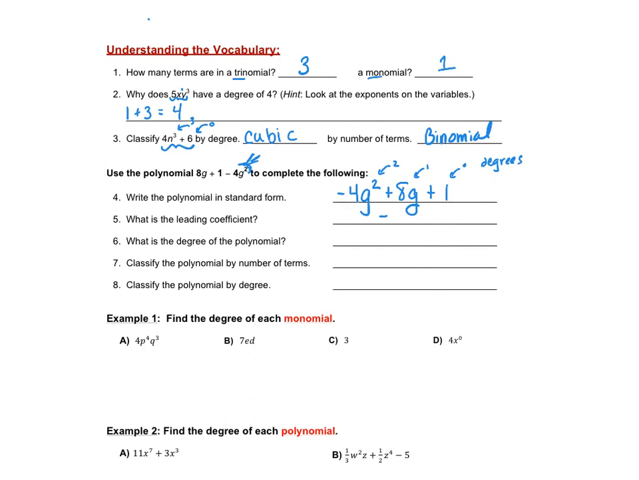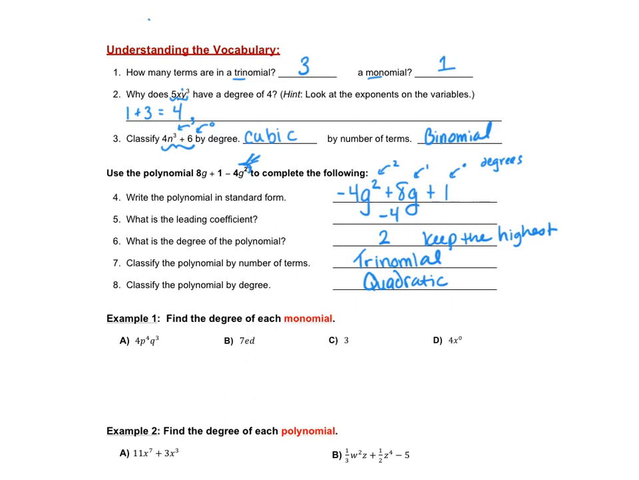What is the leading coefficient? Negative 4. What is the degree of the polynomial? 2, because we keep the highest. Classify by the number of terms. Well, there's 1, 2, 3 terms, so this is a trinomial. And classify the polynomial by the degree. Degree of 2 is quadratic. So memorizing that table from the notes will help.